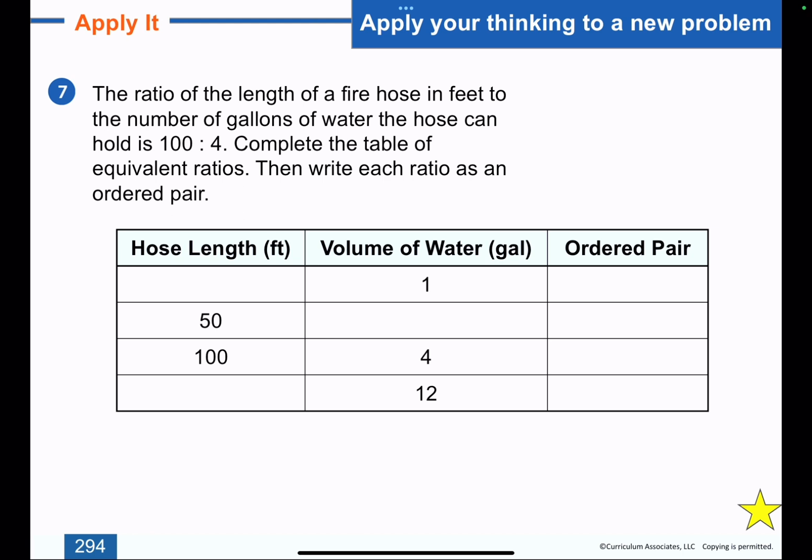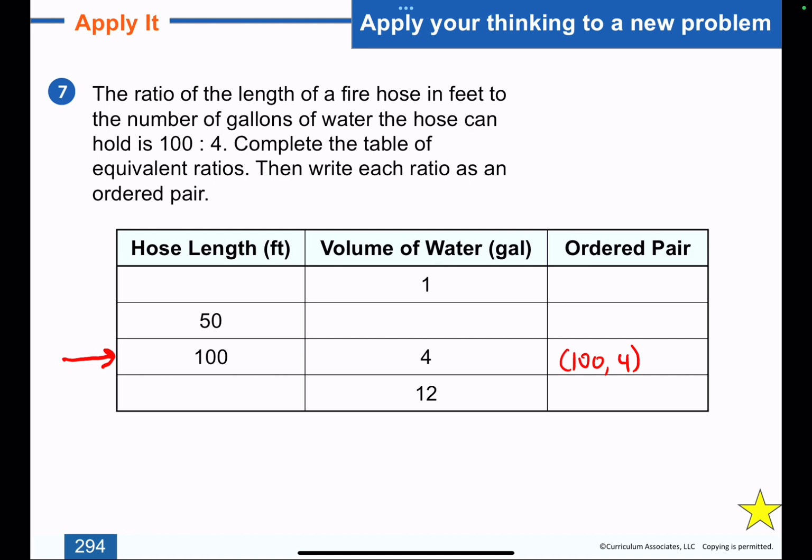And then at this point for number 7, the ratio of the length of a fire hose in feet to the number of gallons of water the hose can hold is 100 to 4. And you can see that represented on the table here. That would be the ordered pair (100, 4). It says to complete the table of equivalent ratios, then write the ratio as the ordered pair. So we basically just want to fill in all the blanks. I'll do one of them, and then I'll pause the video to let you finish.